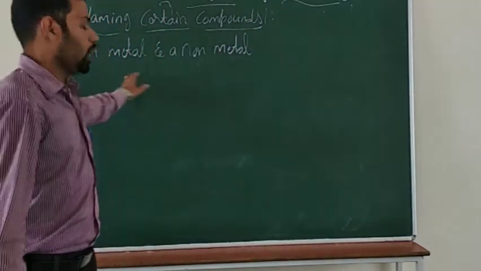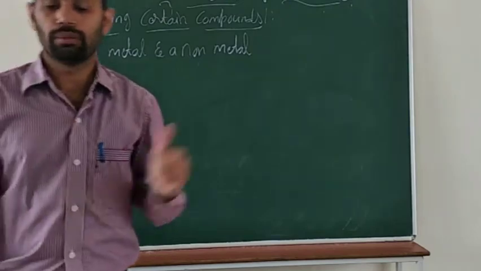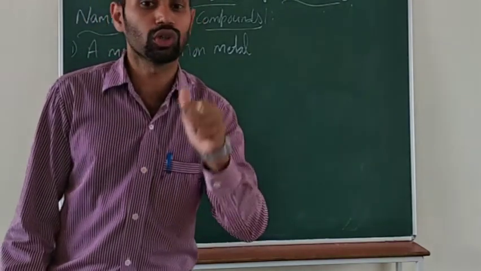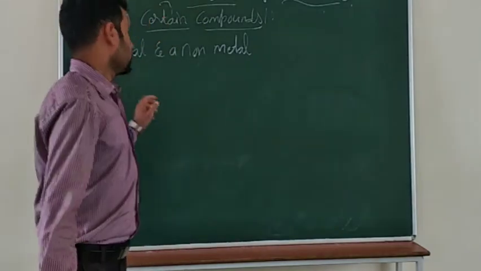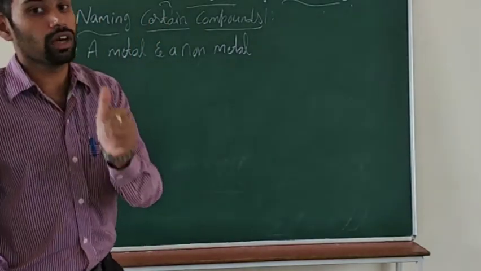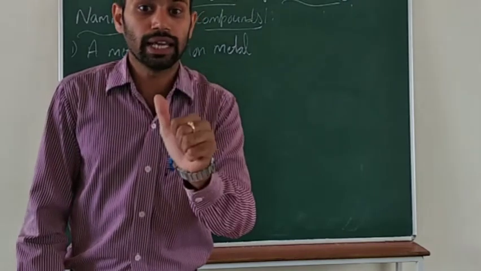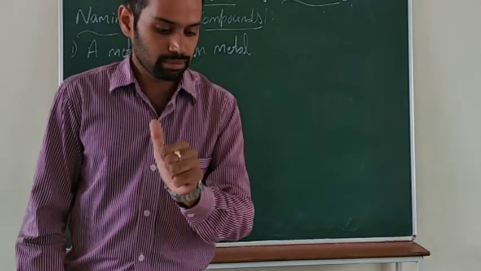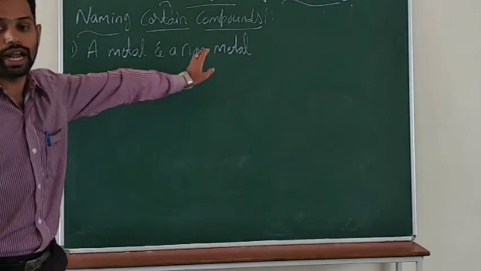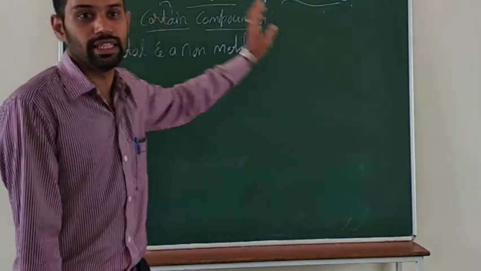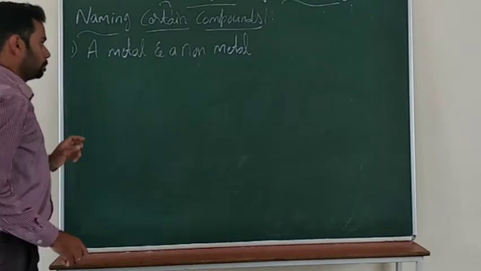When a metal and a non-metal are there, how to name the compound? One metal is there, one non-metal is there. What is the first step? You will write the metal first. Then it is followed by the non-metal, by adding the suffix IDE. So for the non-metal, you should add the suffix IDE. Okay.